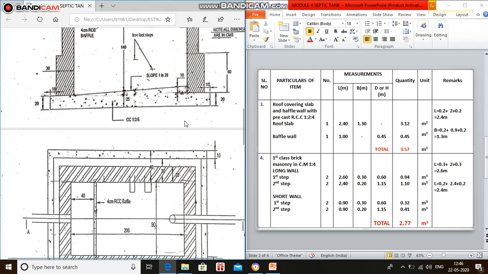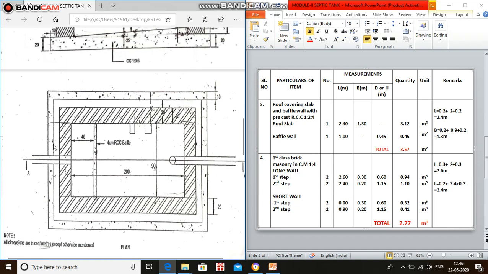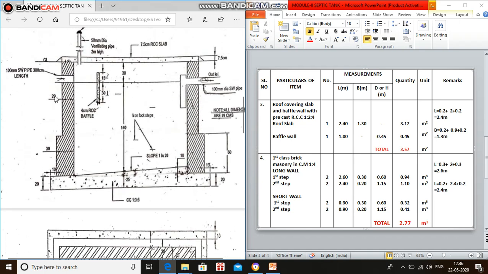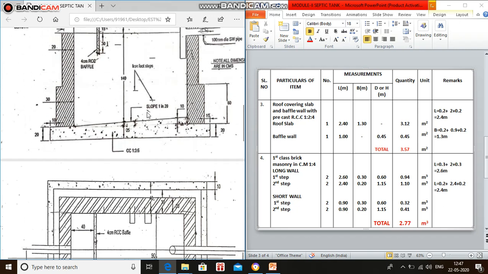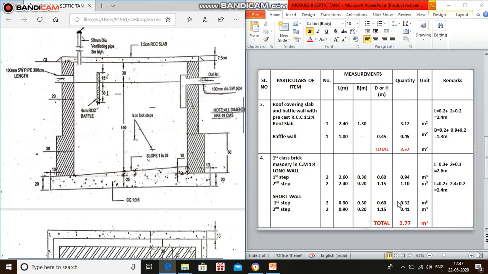Coming to the second step, the dimension is 2 meter plus 0.2 plus 0.2. Two numbers, 2.4 meter, thickness is 0.2 meter and depth is 1.15 meter. From here to here is 1.15 meter. And coming to the short wall, again short wall with 2 numbers. While calculating the short wall, we need to consider only inner to inner dimension, that is 0.9 meter for both first step and second step. Width of the first step is 0.3, second step is 0.2, depth is 0.6 and for the second step is 1.15. Total quantity is 2.77 meter cube, the quantity of first class brick masonry.